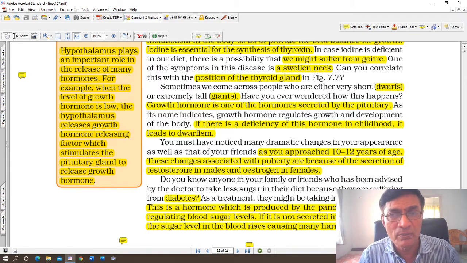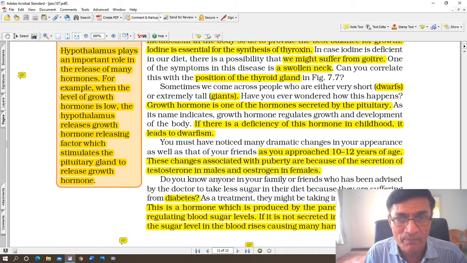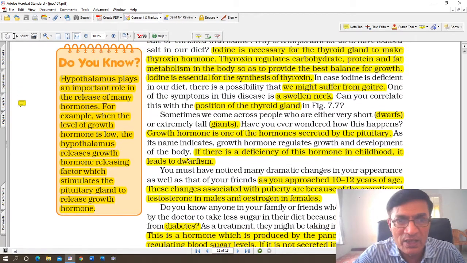That is called dwarfism. Opposite of dwarfism, that is called gigantism. That is again related to this. Okay, the growth hormone, and it is found in the pituitary gland. All right. See here, there is another note.